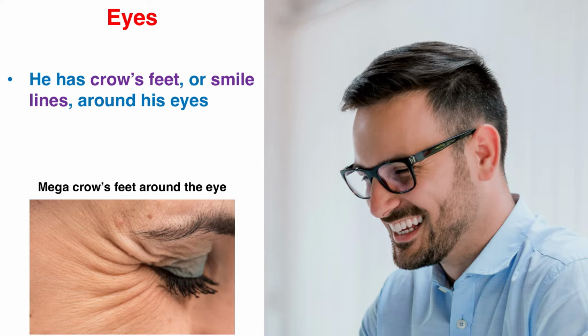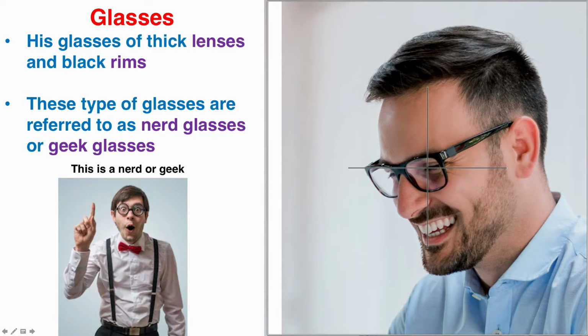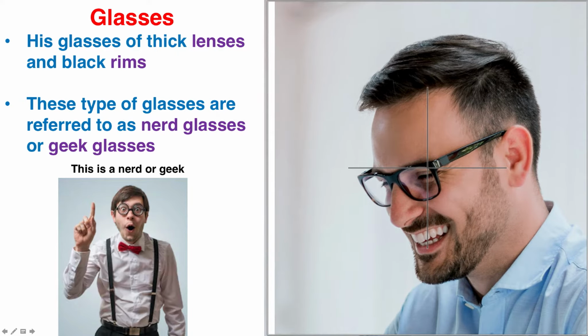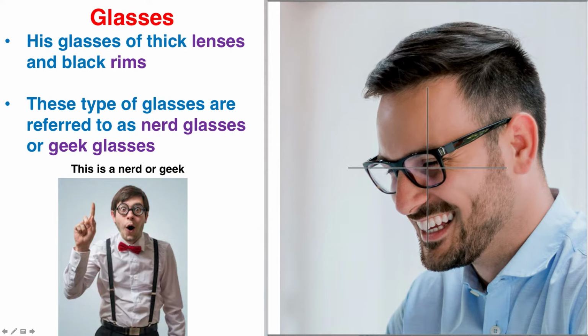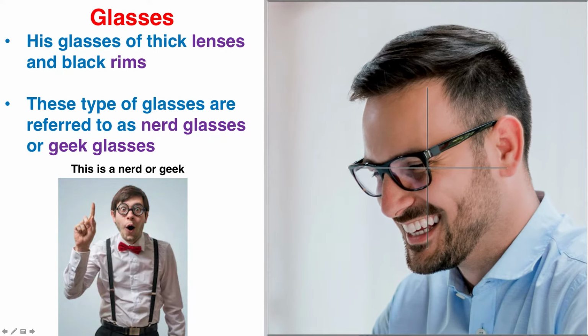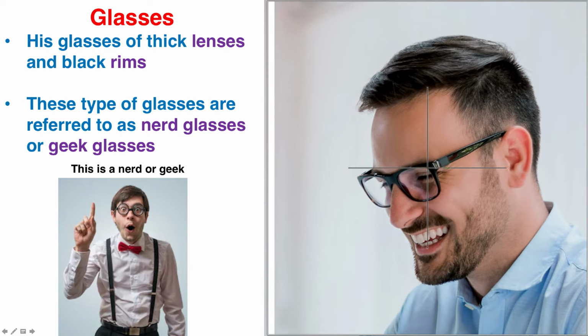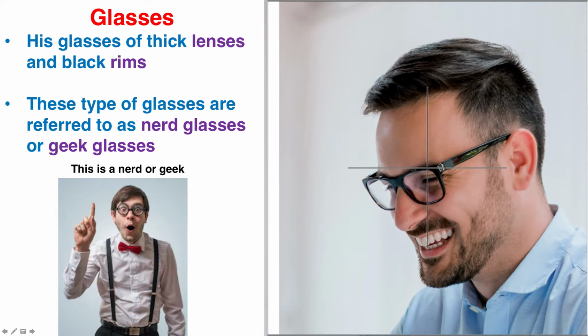What about his glasses? So his glasses have thick lenses. So the glass part is called the lens. And then the lens is surrounded by the rim. So he has thick lenses, meaning they're thick this way. And then he also has thick rims because his rims are thick this way.